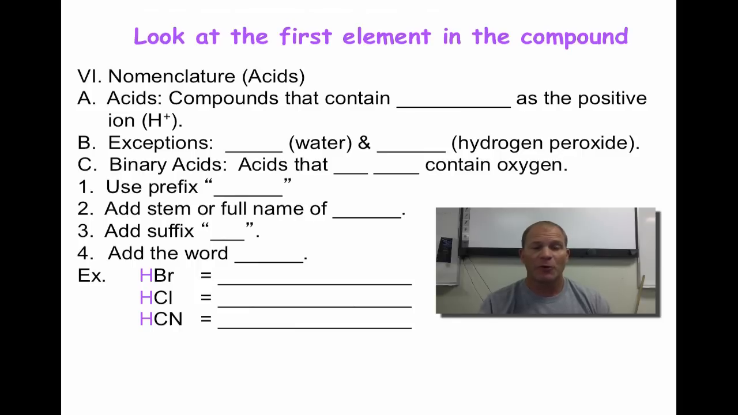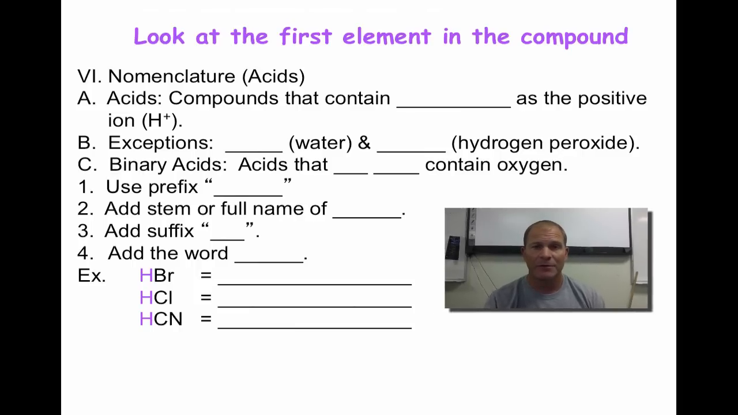The last group we're going to work with are acids. So remember, we have three groups: ionic compounds, covalent compounds, also called molecular, and then acids. Now remember, acids are a type of ionic compound. But to identify which of the three groups to work with, look at the first element.